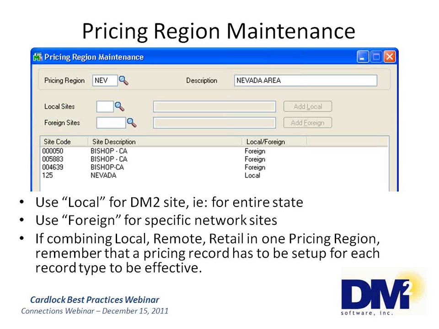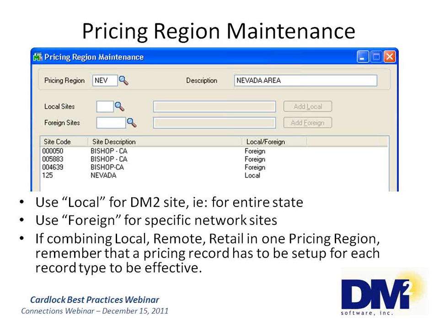So you're going to set up an alpha code. You can enter under local sites, where you can select whatever DM2 site you want to use. Under foreign, you can put in any specific network sites. And if you're combining local, remote, or retail in one pricing region, remember that a pricing record has to be set up for each record type. When we go to set up customer special pricing, the first screen defaults to local. We pull down the little arrow, and we can go to remote or retail.